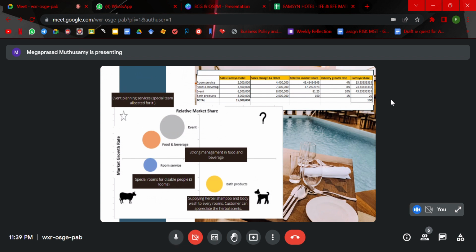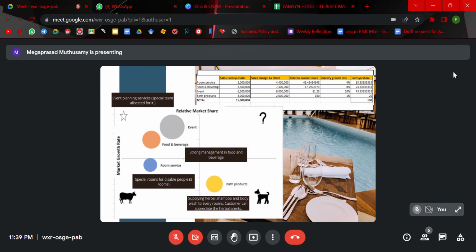So the next one is the food and beverage division, which is also located in the same quadrant because our food and beverage also represent the organization's best long-run opportunities for growth and profitability. Famsin Hotel has a strong management in food and beverage. Okay, the next quadrant is the question mark quadrant, where the organization pursues an intensive strategy or sells them. For our company, there is no business unit for this quadrant. Next I will pass to the finance manager to explain the next two quadrants.